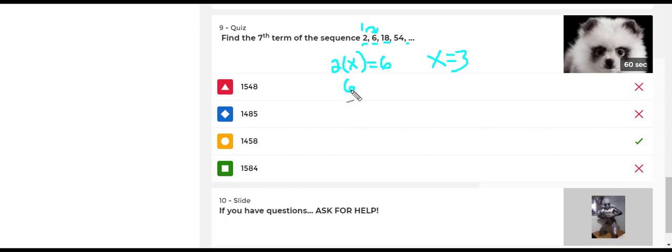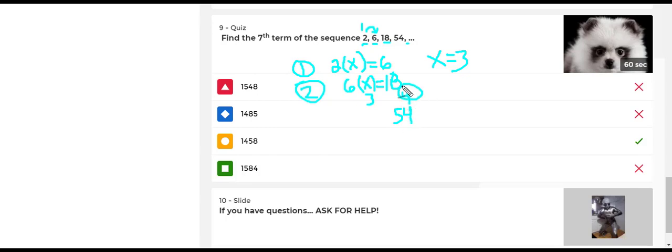The next term is 6, and if we say 6 times x, that's going to equal the next term, which is 18. Let's spot check our work. If we throw in 3, which we said was our x value, 3 times 6, does that equal 18? Yep. So there you have it. You see that we've got 1, 2, 3, 4 terms, so 54 is our fourth term. We're trying to get up to 7.